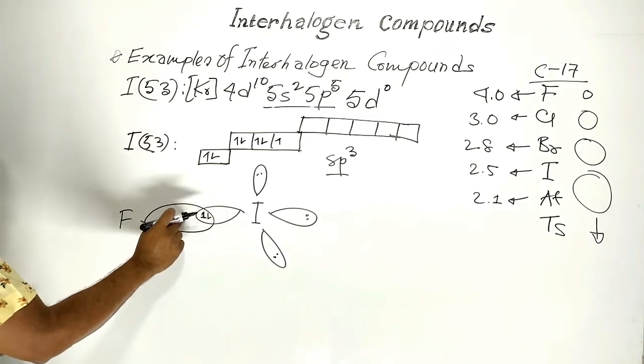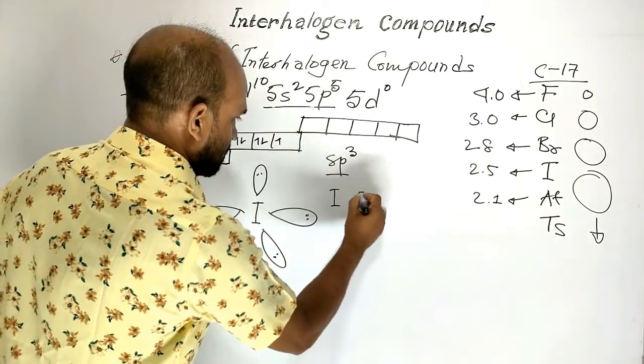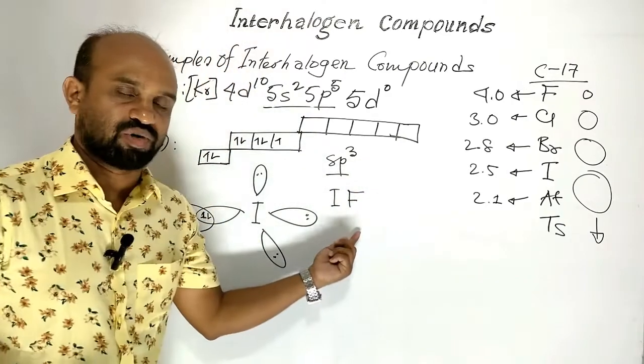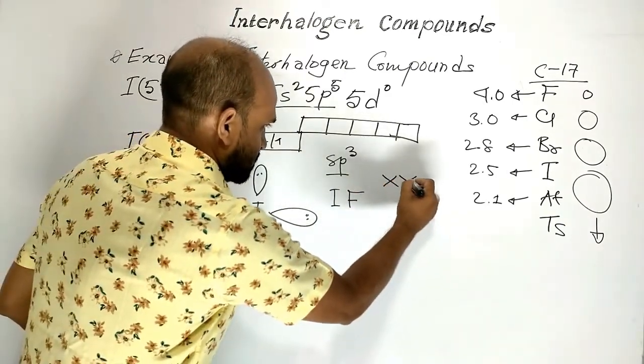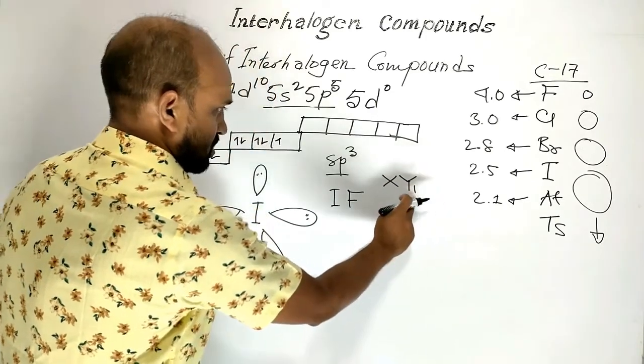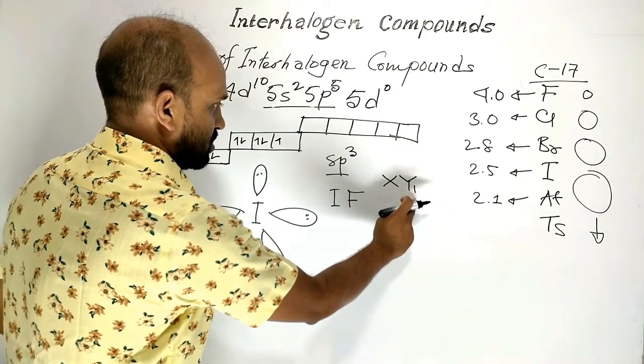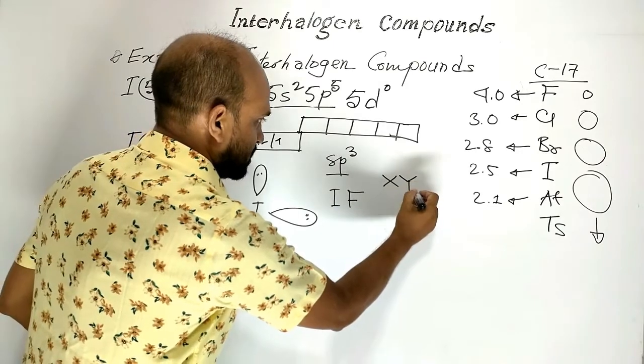In this way, iodine fluoride is formed. That is, the formula is like this: 1. The value of n is 1. When will it be 3?